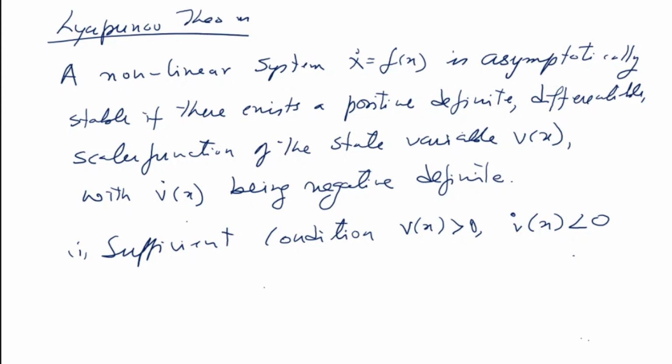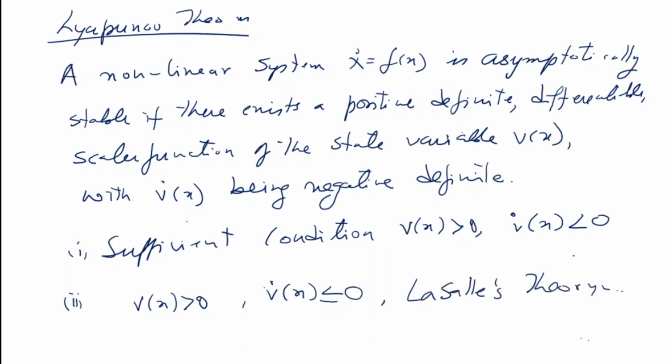But now at x equal to 0, what happens? The second condition is if V(x) is greater than 0 and V dot(x) is less than or equal to 0, then we have to use the LaSalle's theorem, and this also proves that it is asymptotically stable. Now what is this LaSalle's condition, and where does it come from?